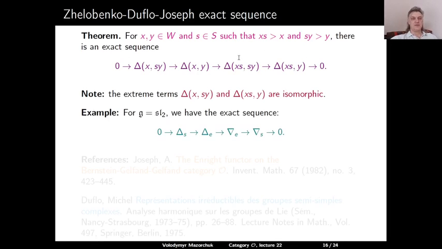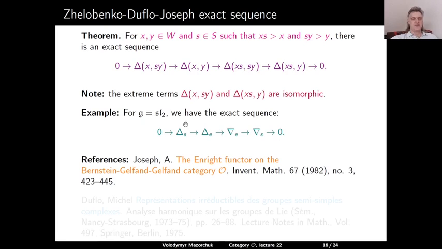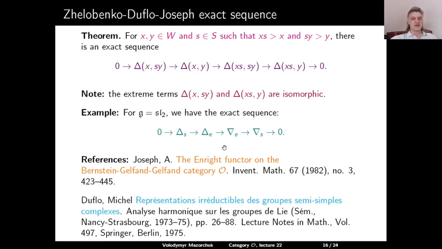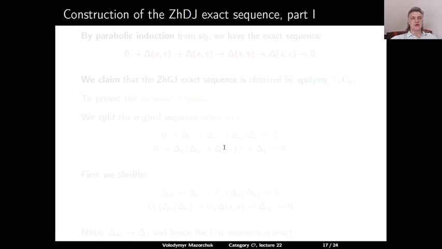So for example, if we consider the Lie algebra SL2 and take x and y to be the identity, this exact sequence reduces to delta s is a submodule of delta e, which is mapped to nabla e, and the quotient is nabla s. So this is a 4-term exact sequence. And the reference for this statement is Joseph's paper about Enright's functor in O and Duflo's paper about representations of semi-simple Lie groups. So let us now discuss how to construct this exact sequence.